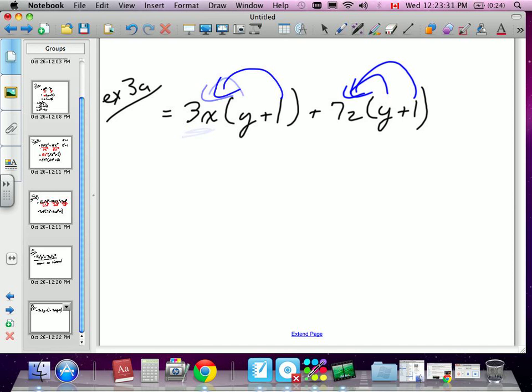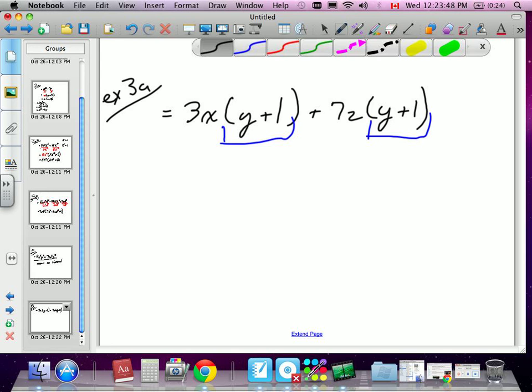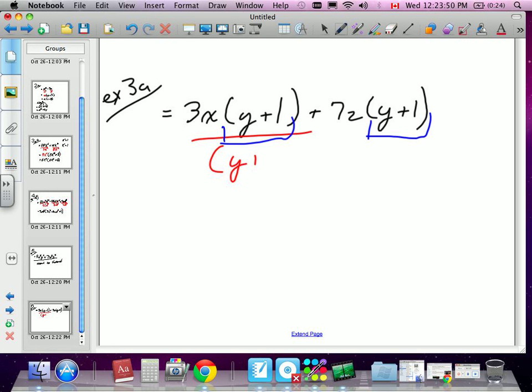Do you guys see any similarities now in these? Because this is technically a term and this is a term. Do you see any similarities in these? The brackets are the exact same. So what that means is I can actually factor the bracket out of both of these. So in other words, I'm going to divide by y plus 1 and y plus 1.